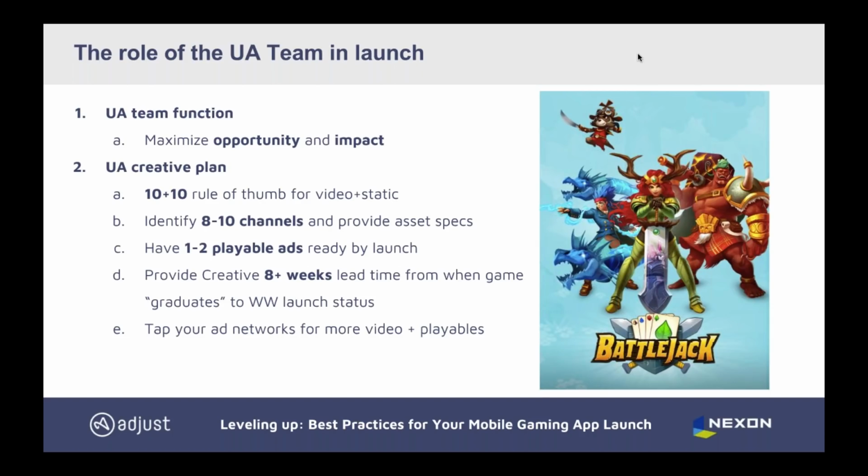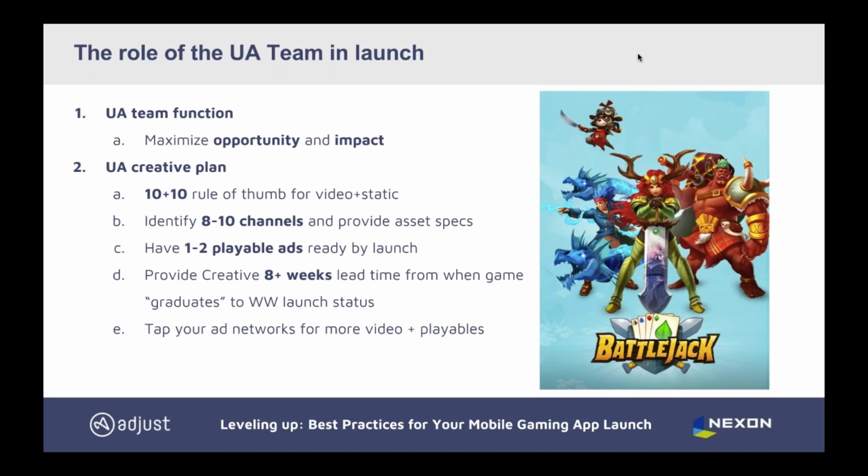To touch on the creative plan you should have going into worldwide, the same way that we had a 3+3 rule for soft launch, we like to upgrade that to a minimum of a 10+10 rule for the number of video concepts and static concepts that we execute.